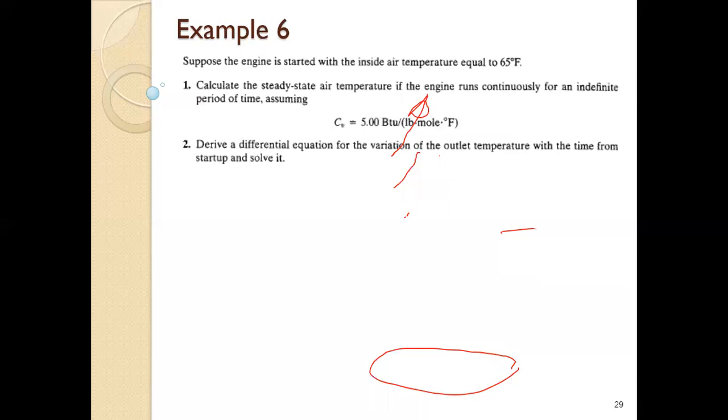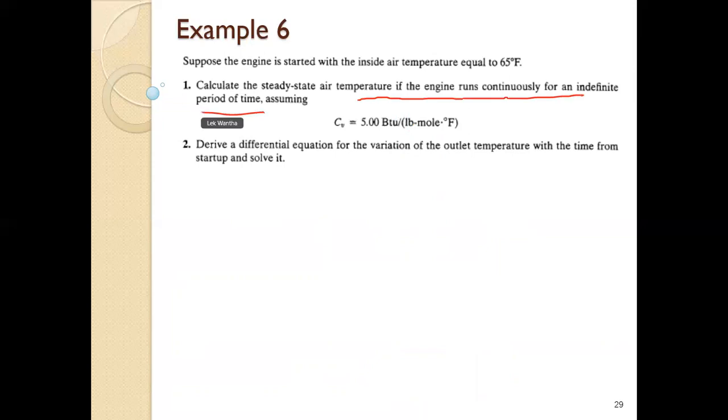Okay. For this case, calculate the steady state temperature if the engine runs continuously or infinitely. That means if we approximate at time approaching infinity, or a very long time, what is the temperature? And also derive the differential equation for energy balance and so on.